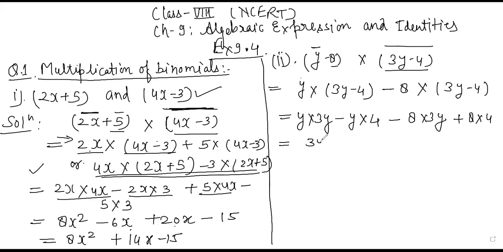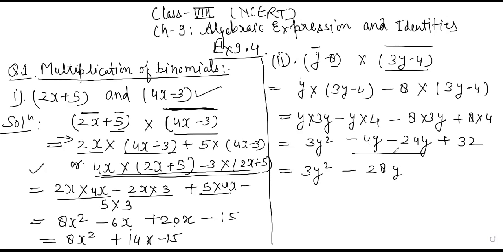This gives you 3y square. This gives you minus 4y. This gives you minus 24y plus 32. And you can see both have negative signs, so they will be added and give you minus 28y. So this is the product of the given polynomials, that is y minus 8 and 3y minus 4, right? Okay.